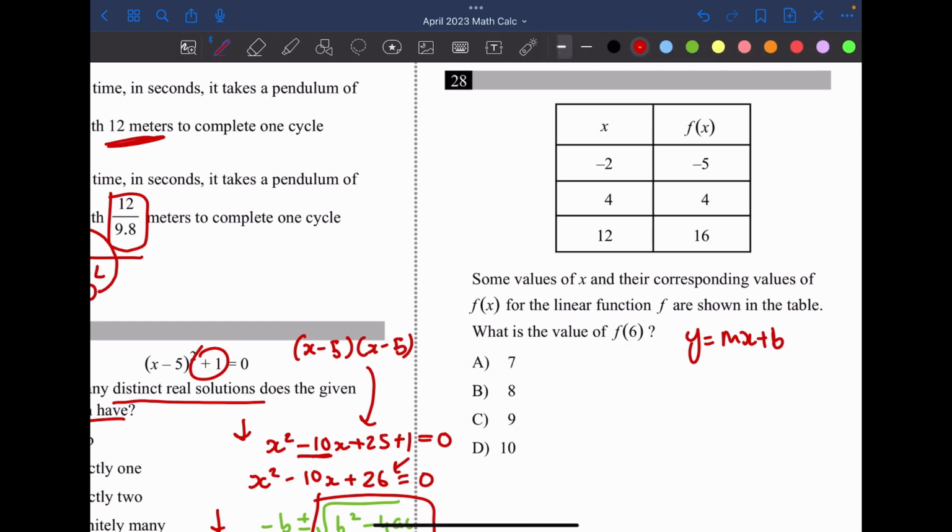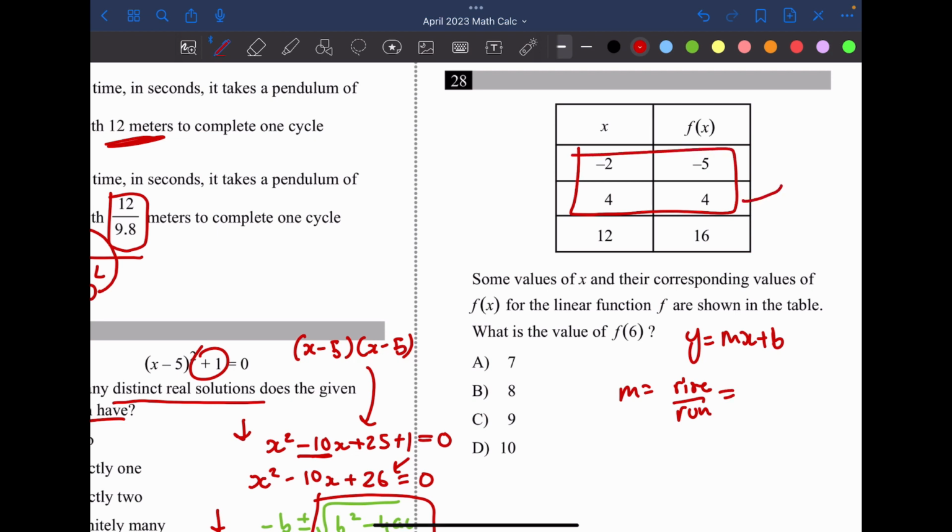If you want to find out the value of f of 6, you would have to have a 6 here, and some value between 4 and 12 would be a 6, but we want to find that. So first, we obviously need this equation to be solved and ready to use. So what is m? To find m, you have to do rise over run. The 2 points that I'm going to use, you can use any 2 points, but I'm going to use the first 2 points because why not.